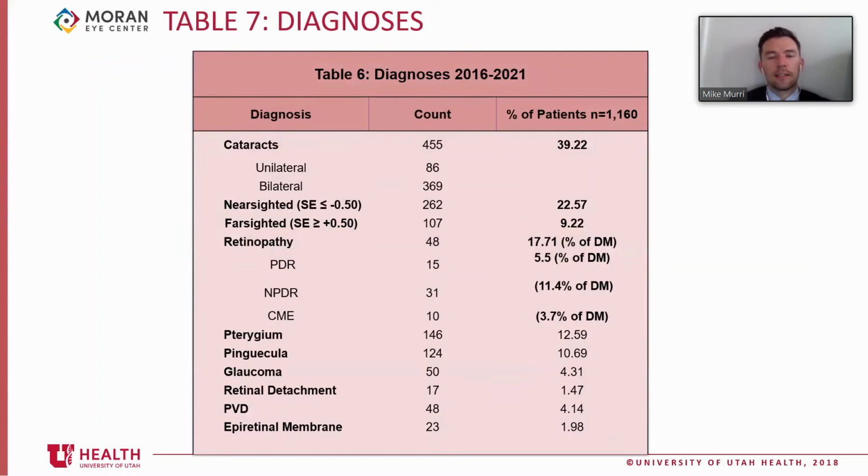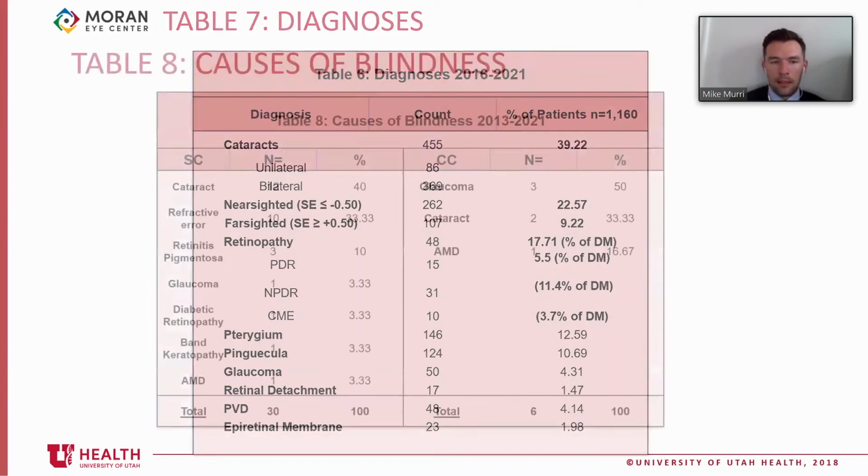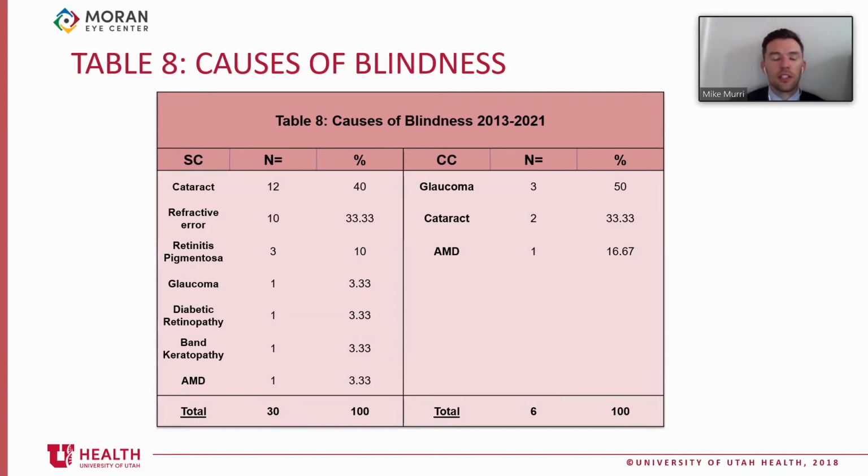So this is kind of a demographics and a diagnostic table, high rate of cataracts, and then a high rate of refractive error as well. There's obviously a lot of diabetic retinopathy, and then you can see the levels of glaucoma, RD, ERM, etc. So for these patients, the main causes of blindness, which to remind you, worse than 20/400 vision, cataract and refractive error were the highest. Then there are several patients with retinitis pigmentosa, diabetic retinopathy, et cetera.